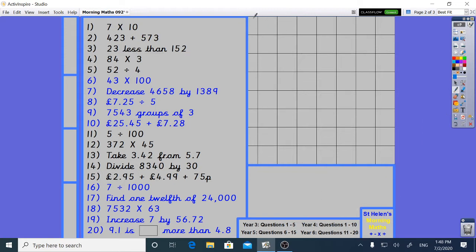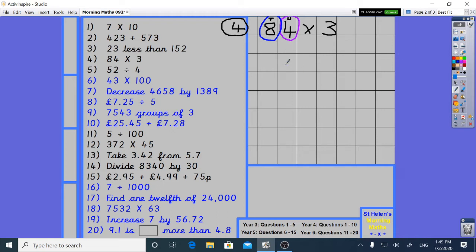Question 4. 2 methods for this one. 84 times 3. I'll write on the headings, units and tens. I'm sure you know those. One part I'll do in purple. Let's do the units in purple. I normally do the tens first, don't I? So let's do that. It won't make a difference on this method, which I do first.